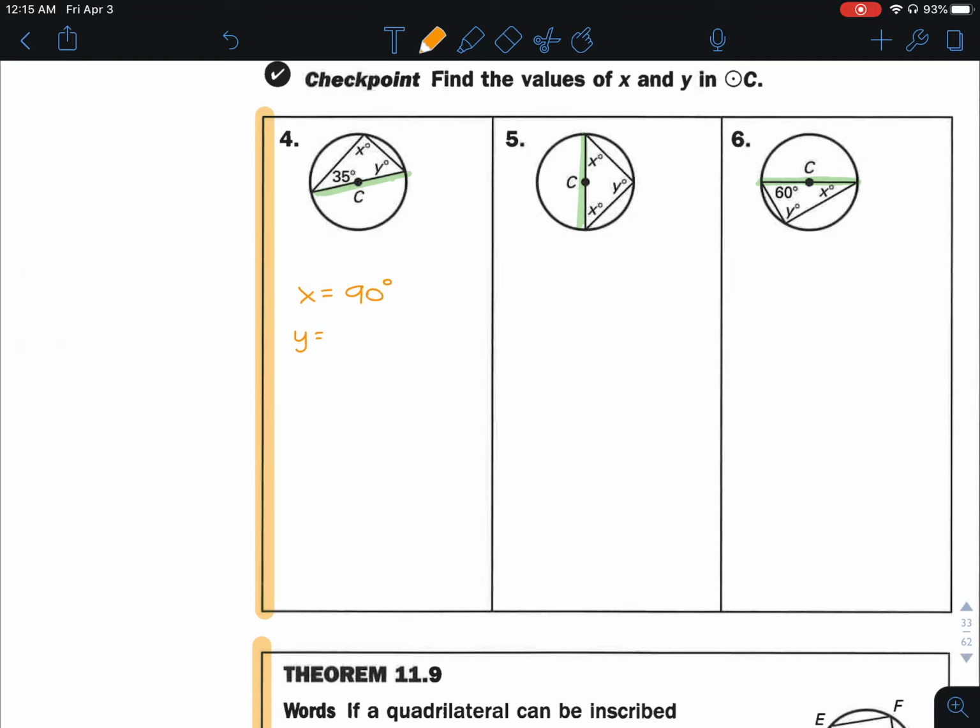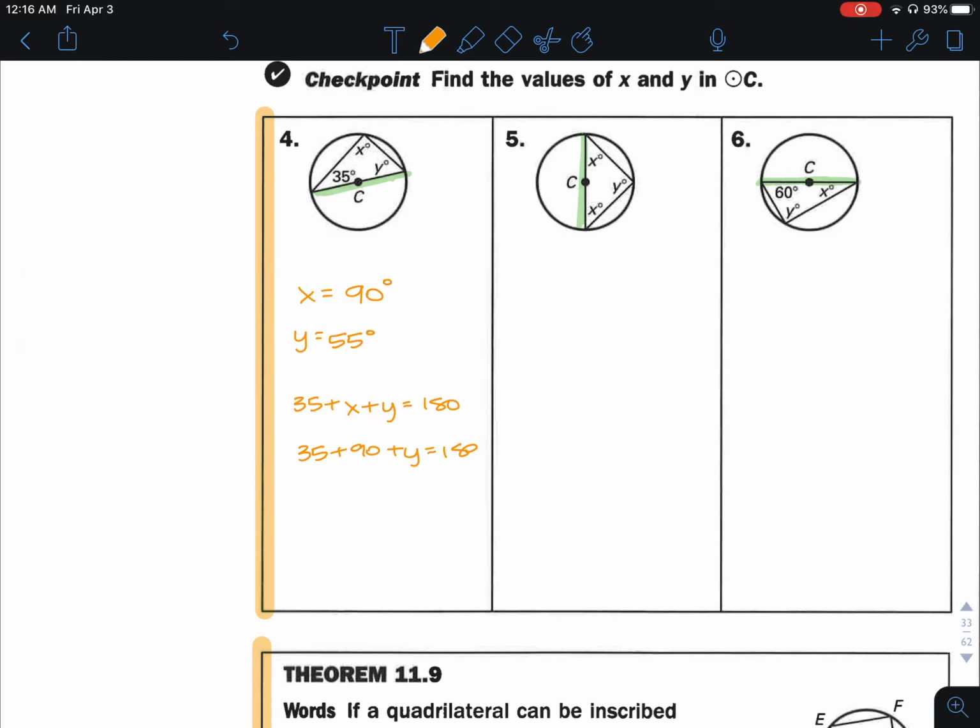Now I've got to find y. I know that 35 plus x plus y equals 180, right? All my angles in a triangle equal 180. So I have 35, I know x is 90, plus y equals 180. Add those together, subtract my stuff over, I should get y to be 55.